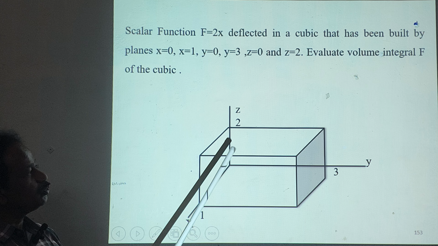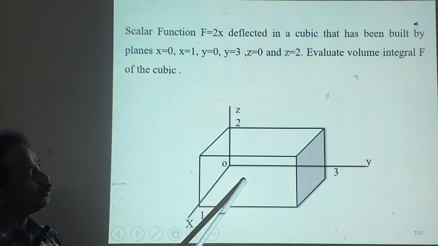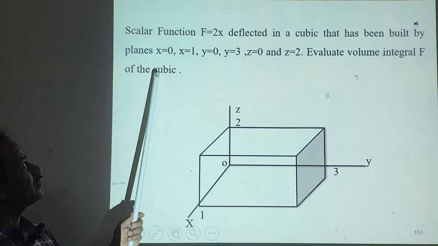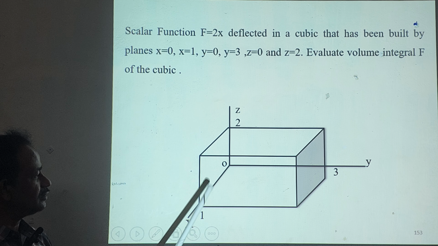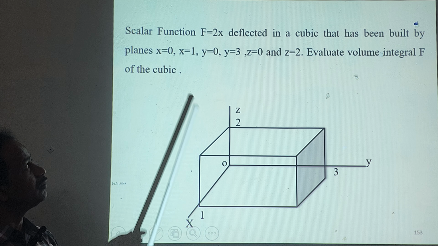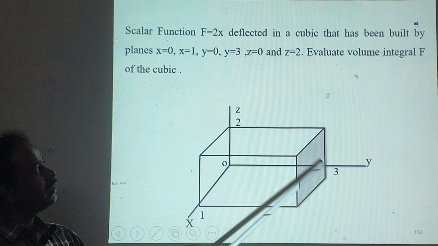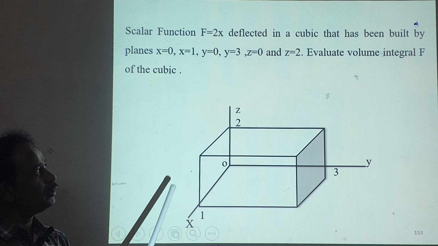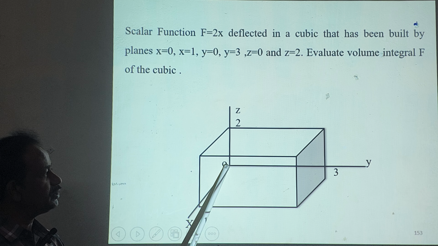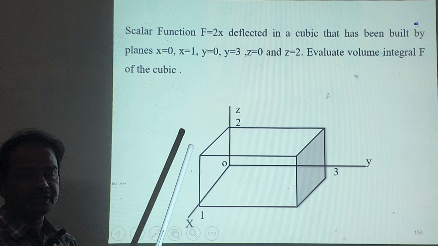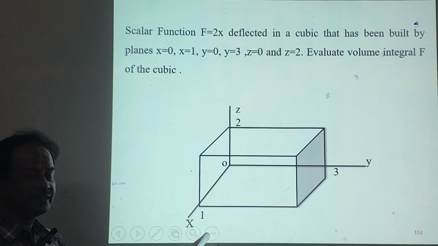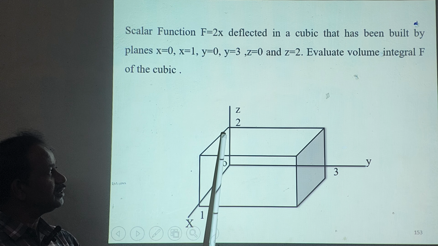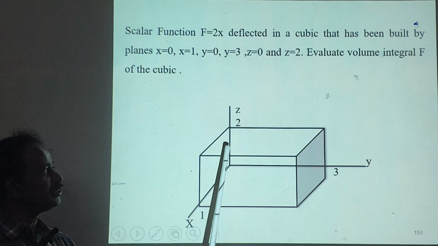The scalar function f equals 2x is defined in the cuboid. This is a cuboid that has been built by the planes x equal to 0 to x equal to 1, y equal to 0 to y equal to 3, and z equal to 0 to z equal to 2. So there are planes separated from the origin. The separation in terms of x is 1, in terms of y is 3, and this plane is separated from the origin by 2.